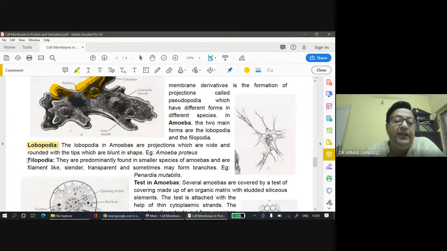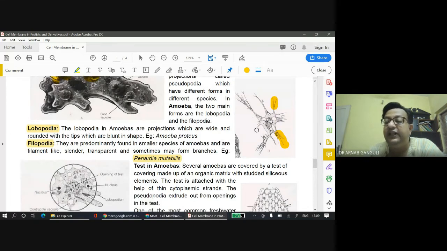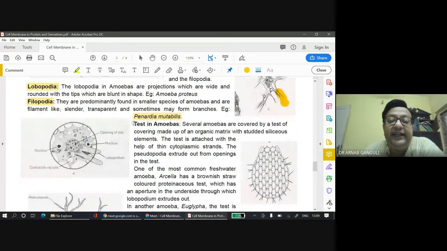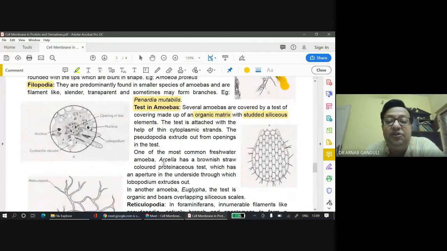Then you have Filopodia. You see filament-like projections coming out. For example, you can find it in Penardia mutabilis, another amoeba which shows these finger-like, filament-like projections coming out. They're filopodia. Now let us look at the test, or the covering, in some amoebas. There may be an organic matrix with studded siliceous elements. So let us look at one in Arcella. This is Arcella.